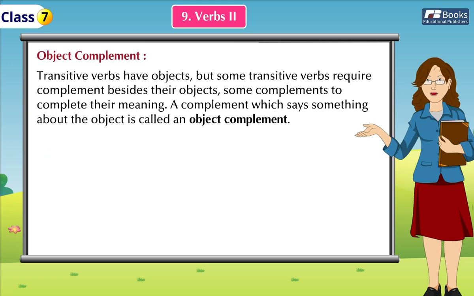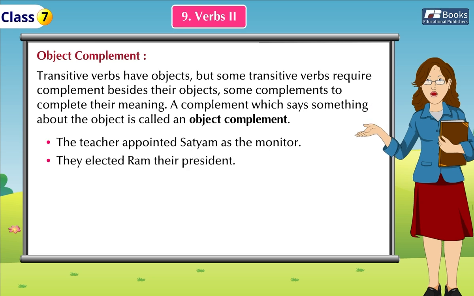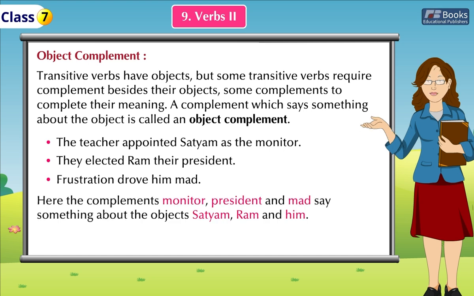Object complement. Transitive verbs have objects, but some transitive verbs require a complement besides their object to complete their meaning. A complement which says something about the object is called an object complement. The teacher appointed Satyam as the monitor. They elected Ram their president. Frustration drove him mad. Here the complements monitor, president, and mad say something about the objects Satyam, Ram, and him.